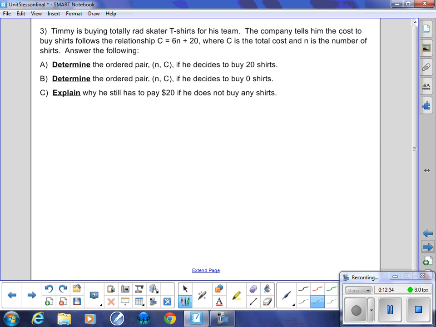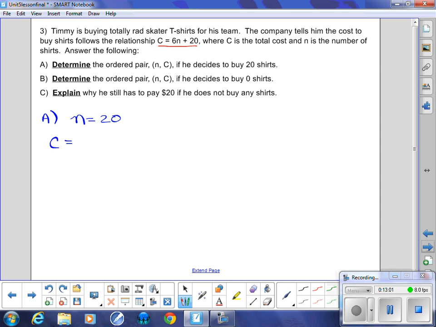Now, very rarely is a company actually going to give you the relationship to follow, but in this case they did. C is the total cost, N is the number of shirts. Answer the following. Determine the ordered pair (N, C), so that's just the x, y coordinate, if he decides to buy 20 shirts. For question A, we know that N is the number of shirts, so N is 20.